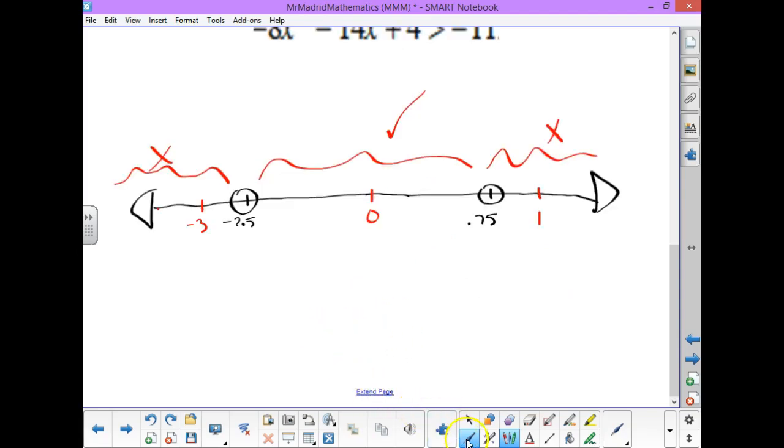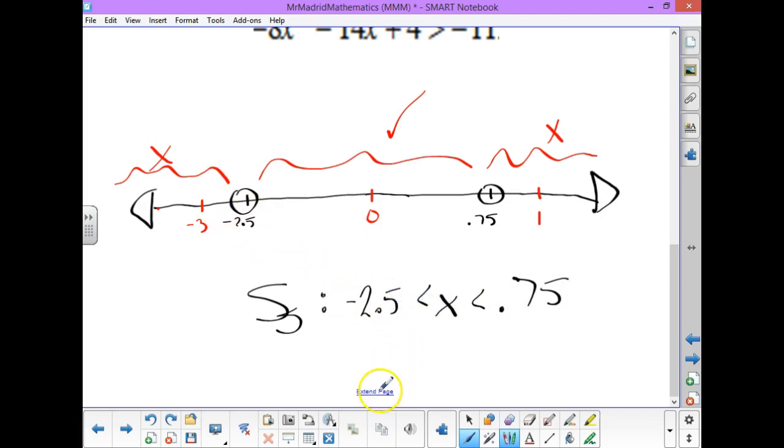Then the last thing I want to say, or better yet, let's write it this way. The solution set is all values that are less than 0.75 but greater than -2.5.